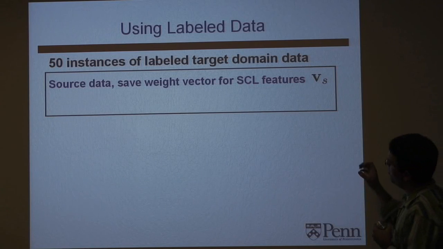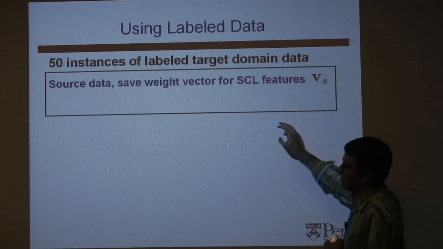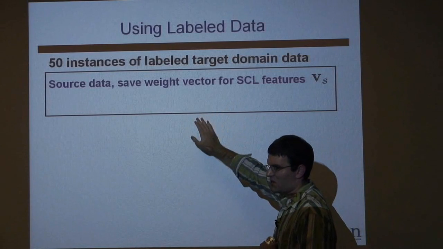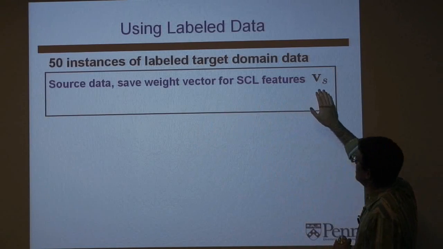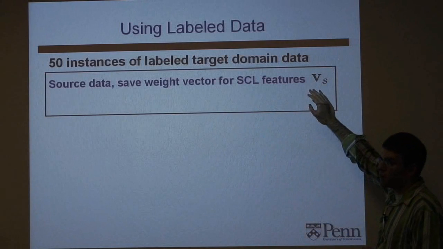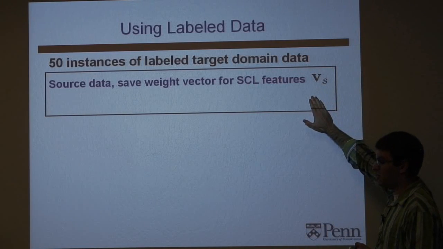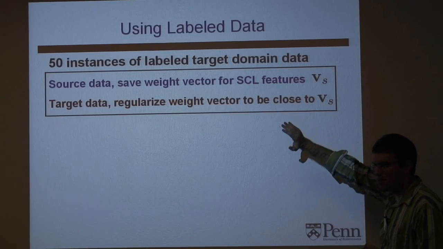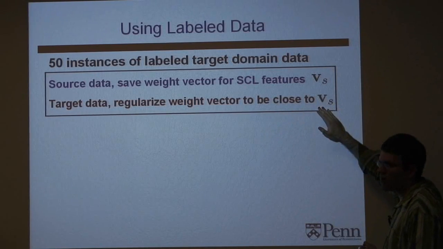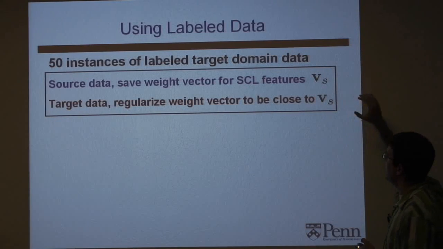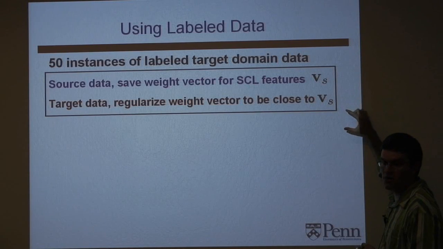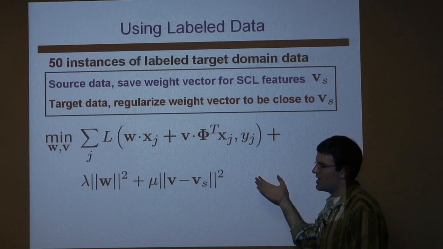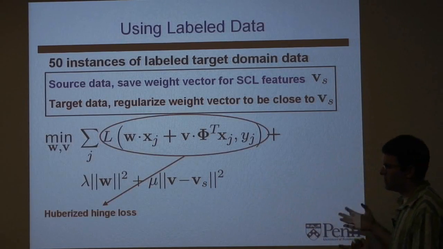Again, we're assuming that we're using the same training procedure as before, so here's what we're going to do. We're going to train on the source data, save the weight vector here, v sub s, for the SCL features, the low-dimensional features. Now, on the target data, we're going to simply regularize the weight vector to be close to the weight vector we had from the source domain.